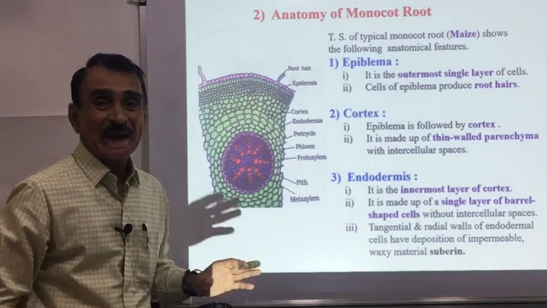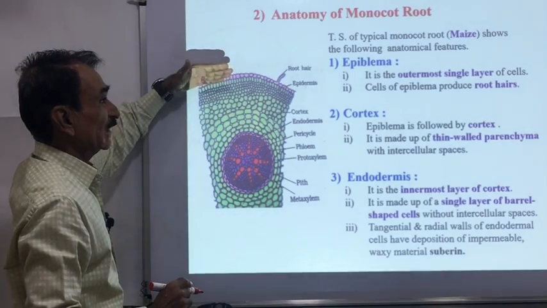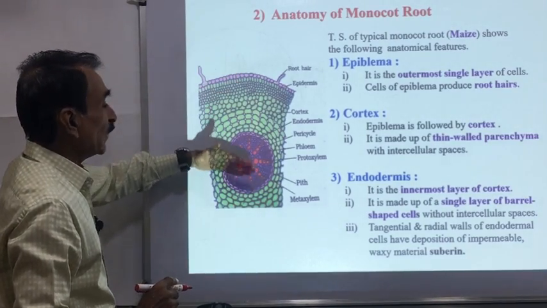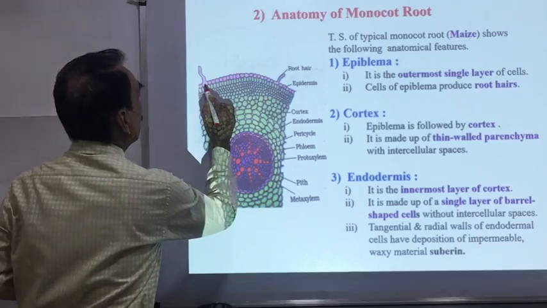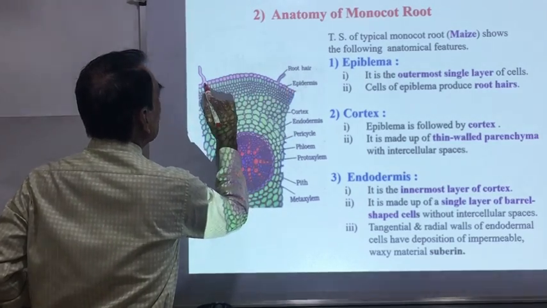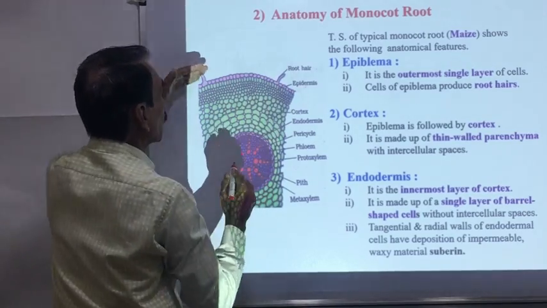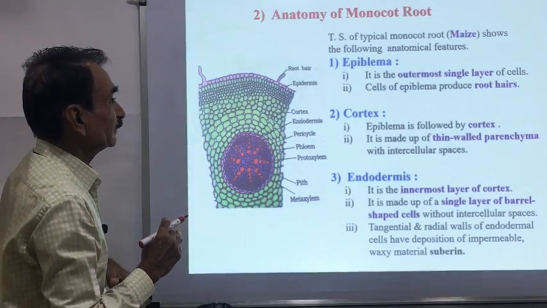Now we shall proceed toward the anatomy of the monocot root. A typical monocot root, that is a maize root, shows the following structure. Epiblema is the outermost layer as usual. This consists of unicellular outgrowths called root hairs. These root hairs absorb water and minerals.